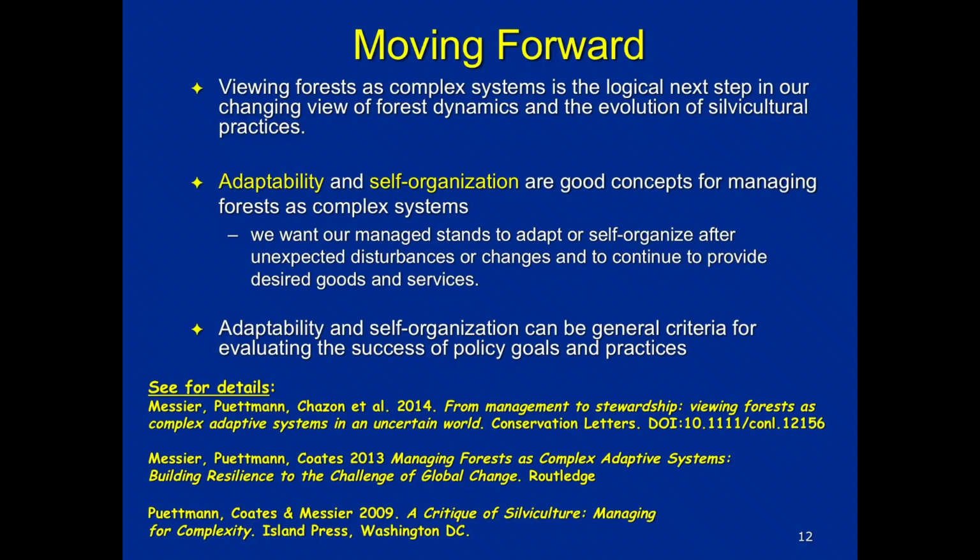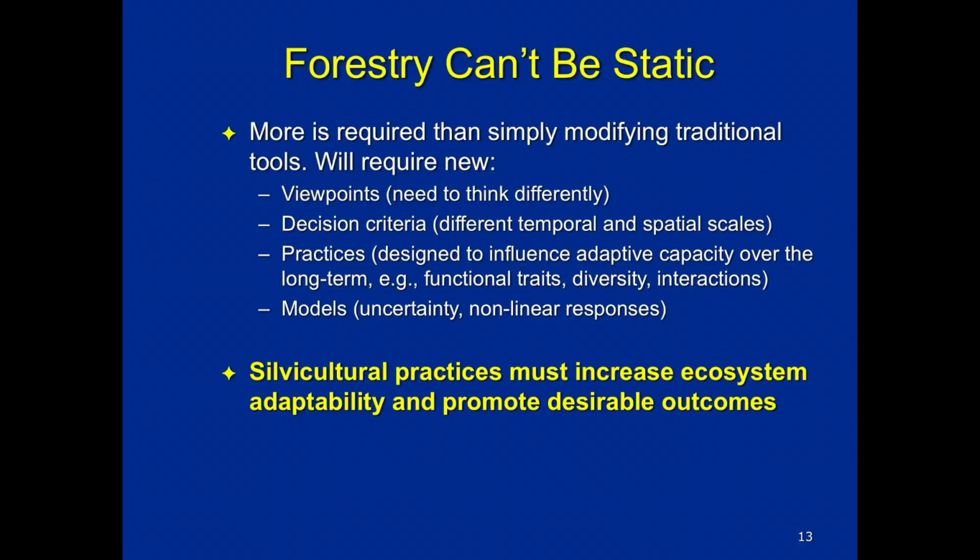So, to wrap up this part of the talk, forestry can't be static. More is required than simply modifying traditional tools. We need new viewpoints. We need to think differently, I believe. Our decision criteria probably need to be a bit different than they are today. Our practices need to influence the adaptive capacity in the long term. We need to think about functional traits, diversity, and interactions in the way we manage forests.